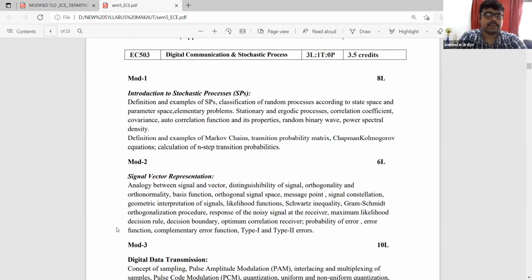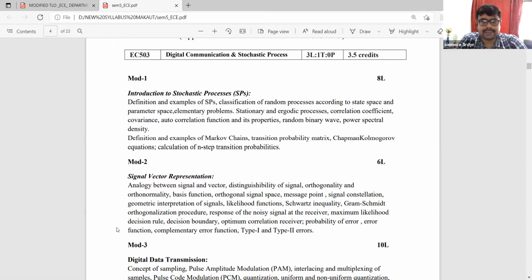The subject name is digital communication, the stochastic process. That is a lengthy subject. If you see the 3 lecture plus 1 tutorial, though this is a 3.5 credit subject. So this definition of the examples of the SPs, classification of the random process according to the state space and the parameter space, elementary problems, the stationary and the ergodic process, correlation coefficient.